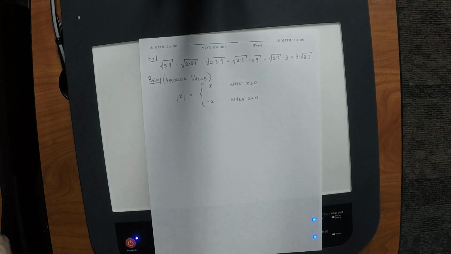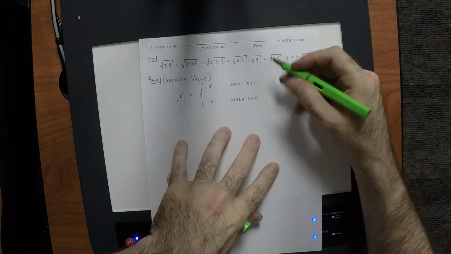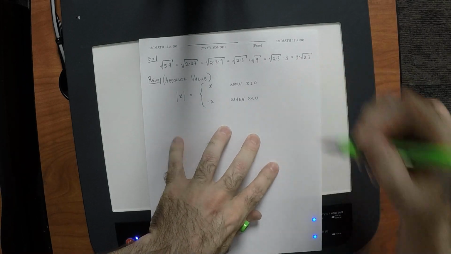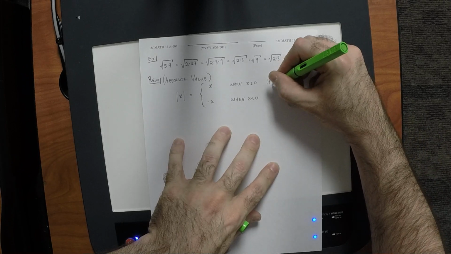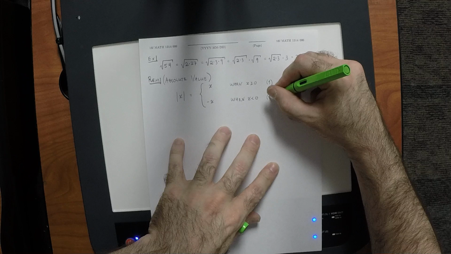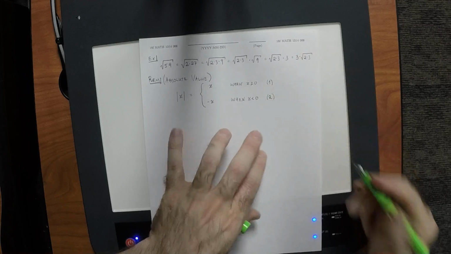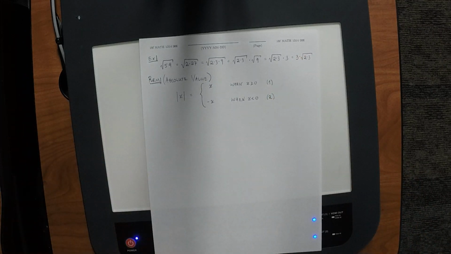Got it? Good. Okay, so then these individual lines are referred to as clauses, and they're numbered top to bottom, starting with 1. So out loud you might say that absolute value has 2 clauses, and there they are.